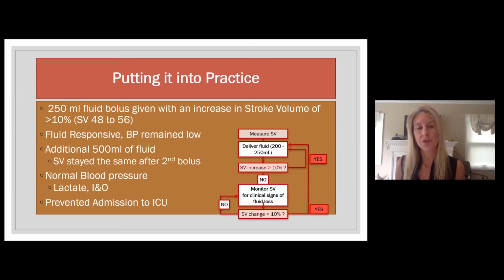And I think about this call, maybe 15 years ago or 10 years ago when I was a rapid response nurse, I might have started norepinephrine after 500 mLs. I might have started it right off the bat and taken the patient to the ICU. So that is why I like to use stroke volume to guide fluid resuscitation in hypotension, because it allows me to make the right decision and it allows me to do it quickly.